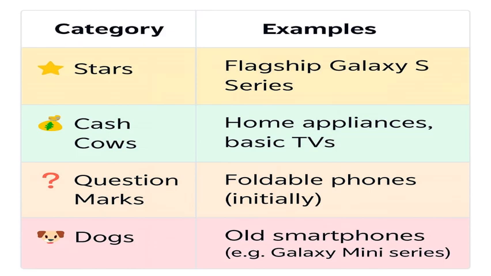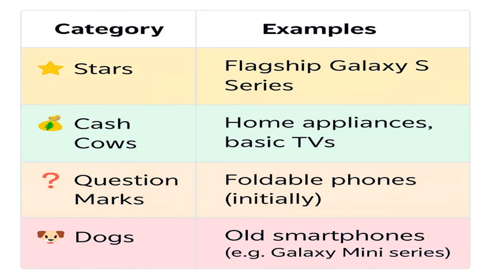And old smartphones like the Galaxy Mini series, like Samsung Galaxy Mini S1, Samsung Galaxy Mini S2, Samsung Galaxy Mini S3, Samsung Galaxy Mini S4 and Samsung Galaxy Mini S5, come under the category of Galaxy Mini series. These are the old smartphones, and now Samsung has stopped producing these mini phones. So these mini phones are eliminated from the market, and these old mini smartphones are not operating in the market. That's why they come under the category of dogs.